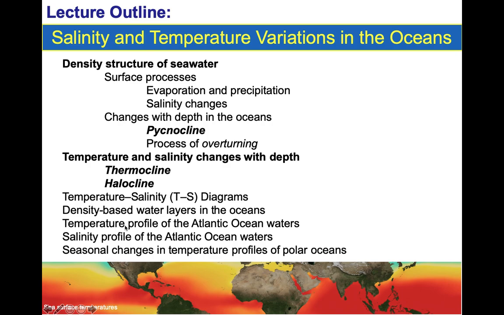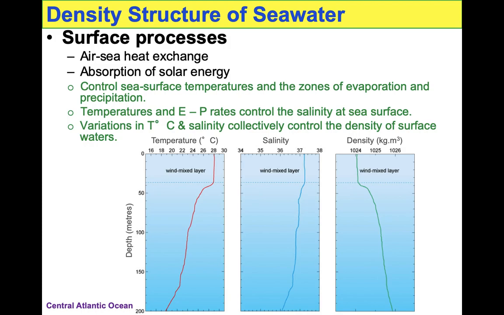One of them is going to be the temperature profile, and we're going to discuss why and how the temperatures change in the Atlantic Ocean. And then we're going to look at the salinity profile in the Atlantic Ocean, also from north to south. And then we're going to take a look at seasonal changes in temperature profiles of polar oceans and what really happens in the polar regions to change the temperature profiles of ocean water so dramatically and on a seasonal basis.